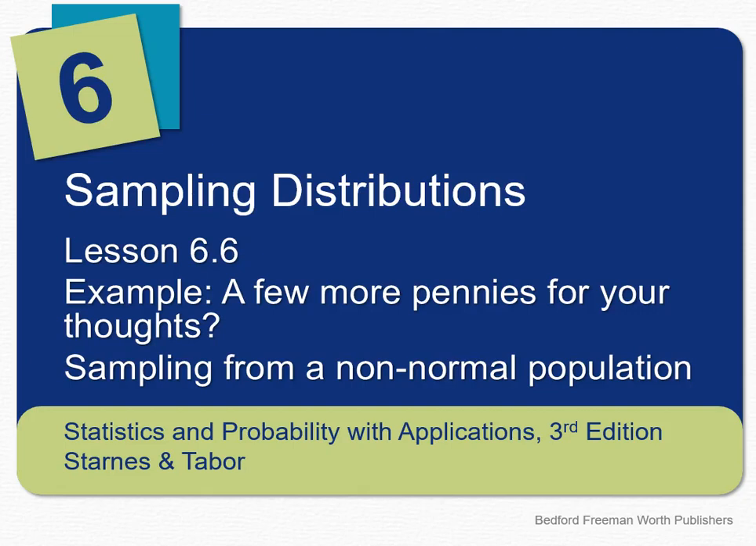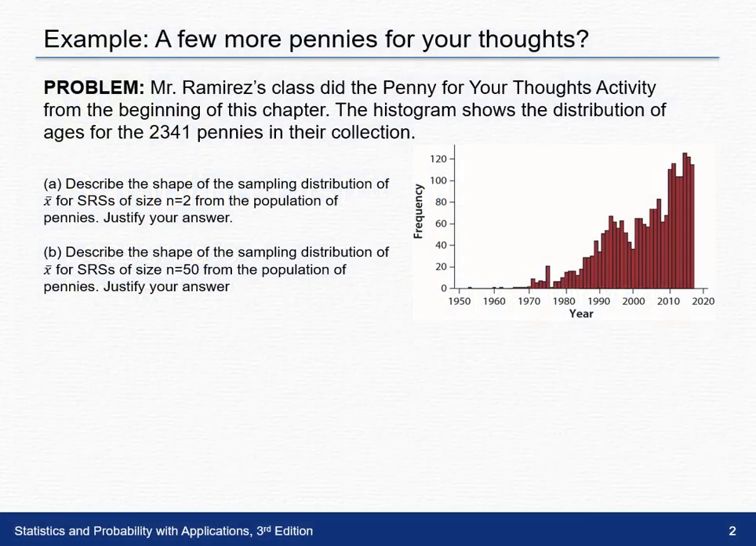In Lesson 6.6, the example, "A few more pennies for your thoughts," we'll be looking at sampling from a non-normal population. Mr. Ramirez's class did the "Penny for Your Thoughts" activity from the beginning of this chapter. The histogram shows the distribution of ages for the 2,341 pennies in their collection.